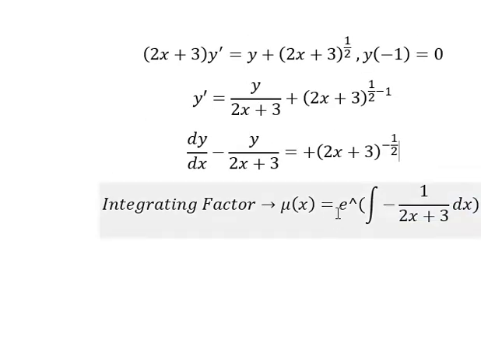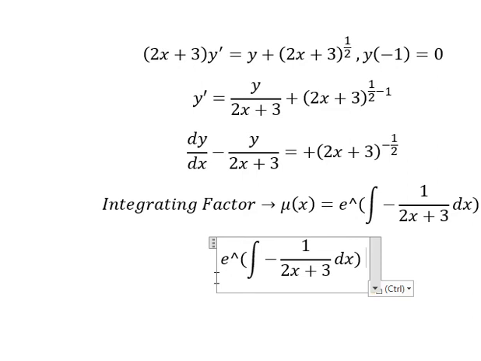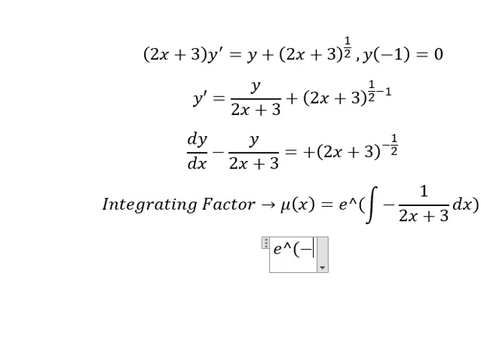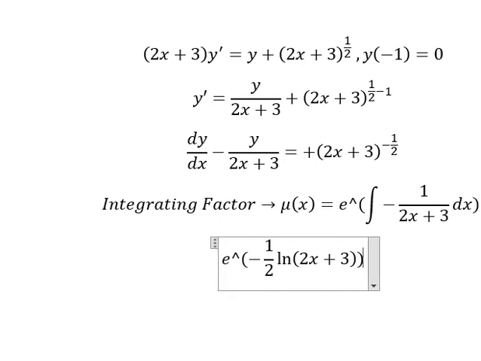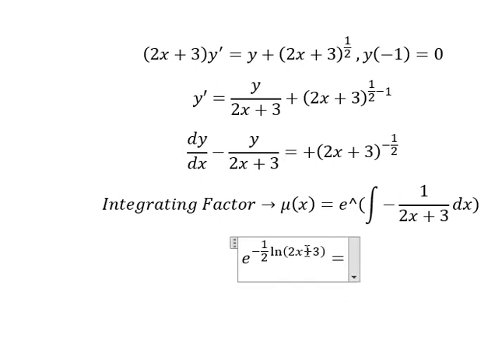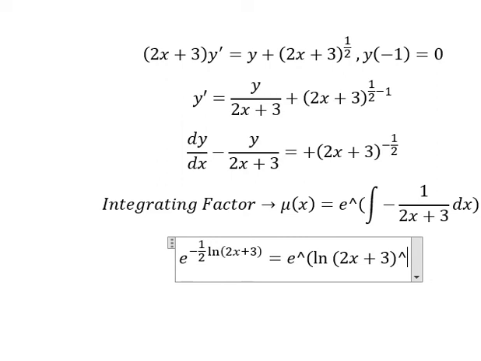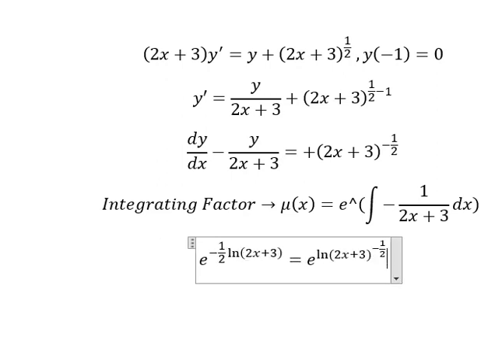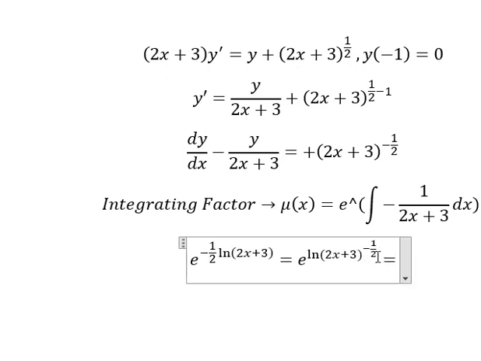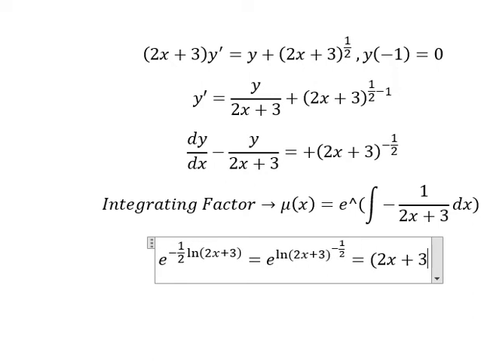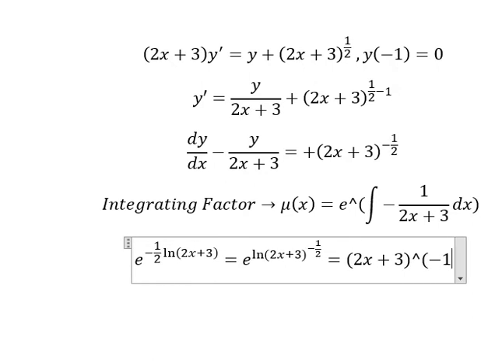So the integration of this one, we will have negative 1 over 2 ln of 2x plus 3. So negative 1 over 2 goes inside the ln in here. And this one we will have 2x plus 3 to the power of negative 1 over 2.